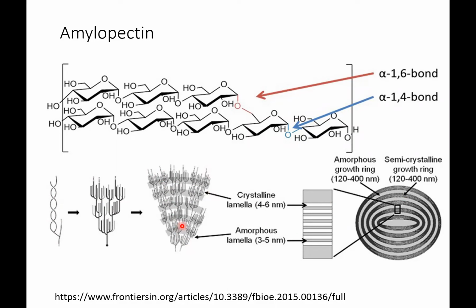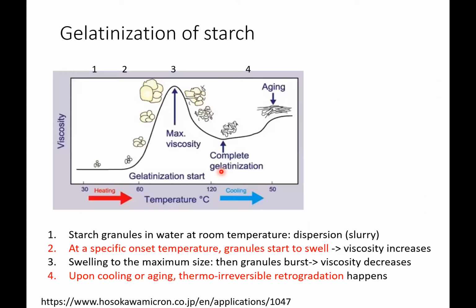These areas here can organize in here and form hydrogen bonding, for example, and other possibilities, and then have some loosely organized areas where water can penetrate. So that's how those growth rings come together.